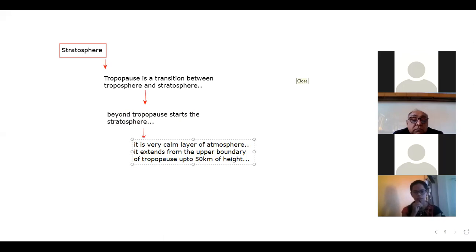What is the reason that the temperature in the tropopause, or in any of the pauses, remains constant? Because this is basically a transition zone. When something was constantly decreasing and then starts increasing, there is a transition zone where the temperature does not fall beyond that. It means the fall in the temperature stops there.